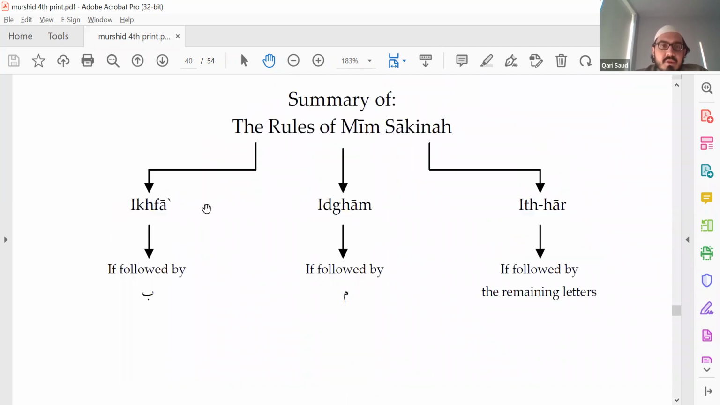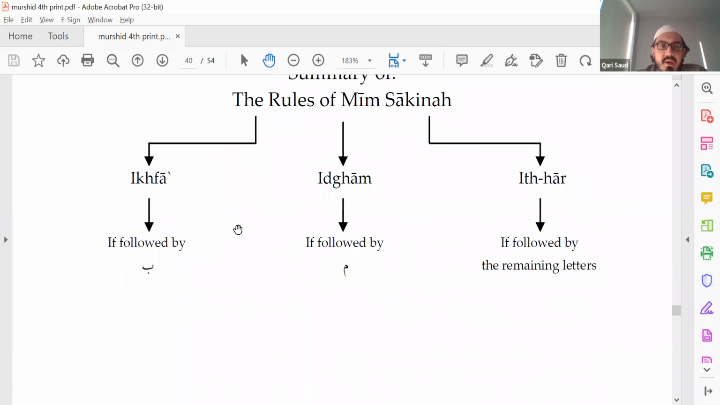So if after a meme sakina, a meme with a sukoon, we have a ba, then we apply ikhfa. It means we hide the sound and we apply ghunna. For example, rabbahum bihim, or tarmihim bihi. So there's a meme sakina followed by a ba. We close our lips on the meme, hold the sound, the ghunna, and then open on the ba. Tarmihim bi.